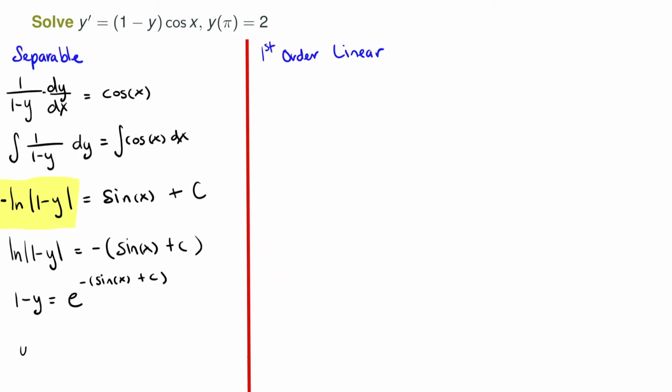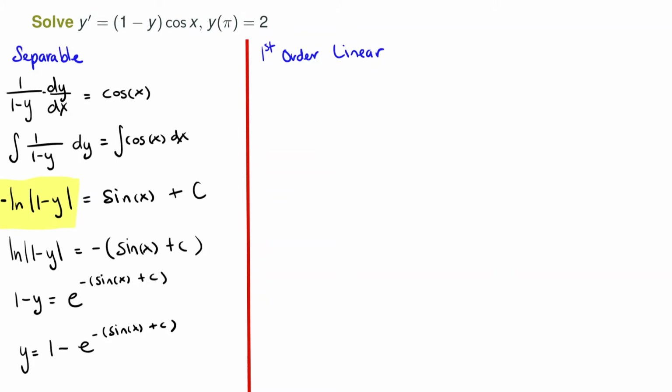We can get y by itself. y would then be equal to 1 minus e to the negative sine of x plus c. And if we wanted to at this point, we could plug in our initial condition to solve for what c is, and we would get our specific answer to this initial value problem. So that's a great solution.